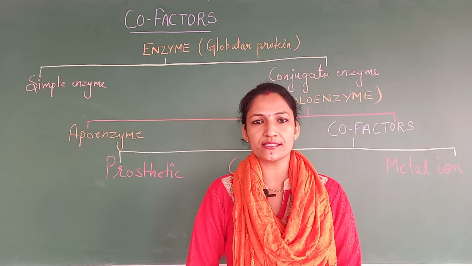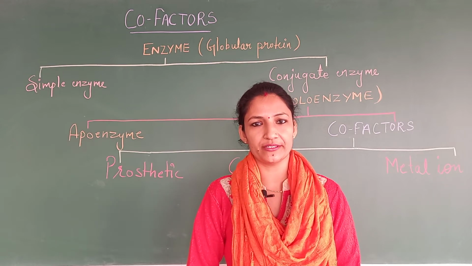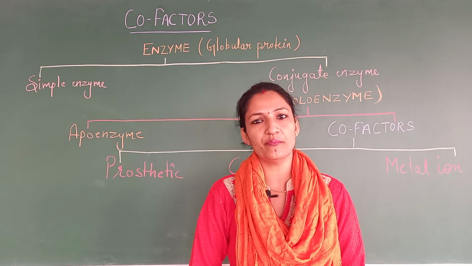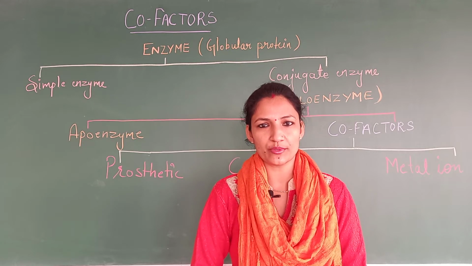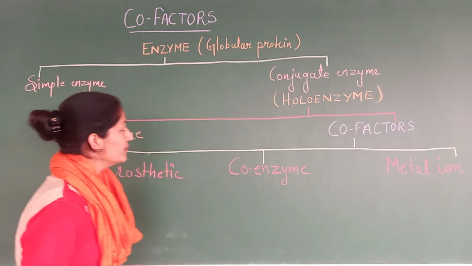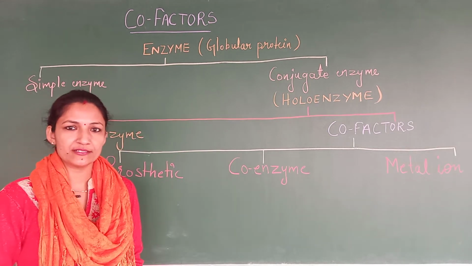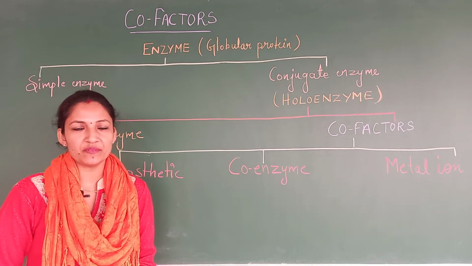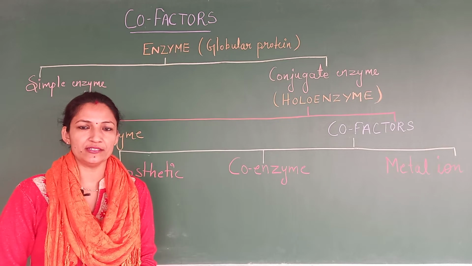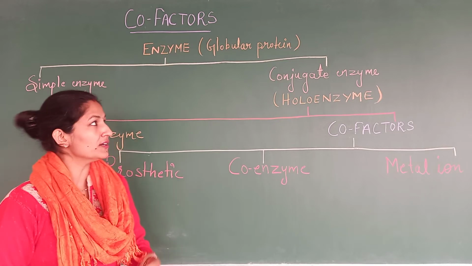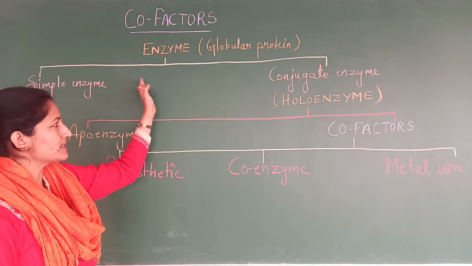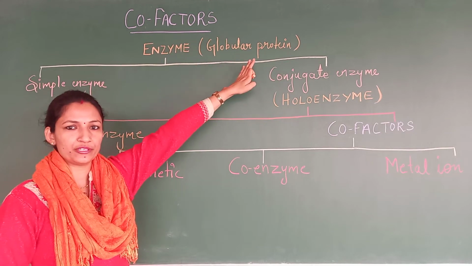Today we are going to discuss the topic cofactors under the chapter Biomolecules. So let's start with the same. We know enzymes are made up of proteins, tertiary proteins. It means the polypeptide chain arranges itself to form globular structures. So enzymes are the globular proteins.